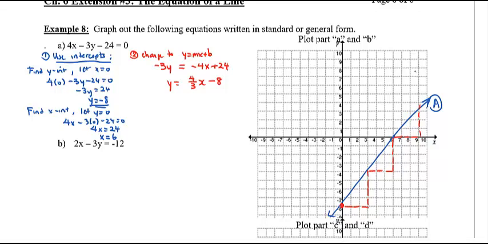I'm going to let you try part B and also C and also D, and then double check your answers with me on the graph, and then we'll finish this off with just a quick review of equations that only have one variable. Okay? Alright, go for it. Press pause.